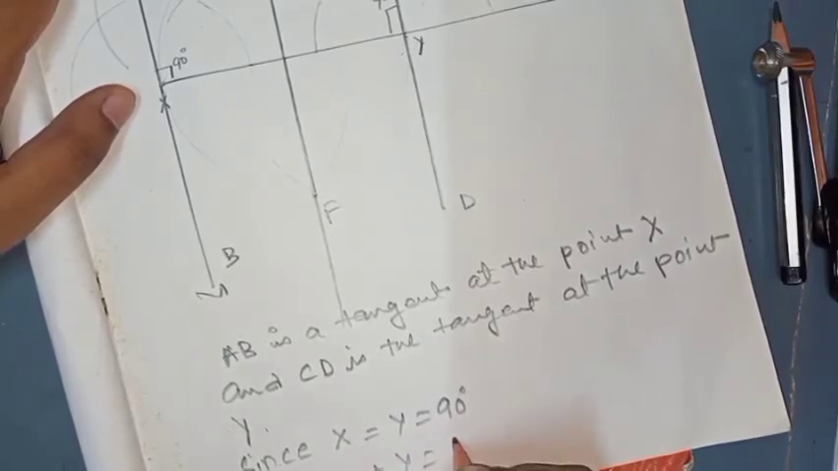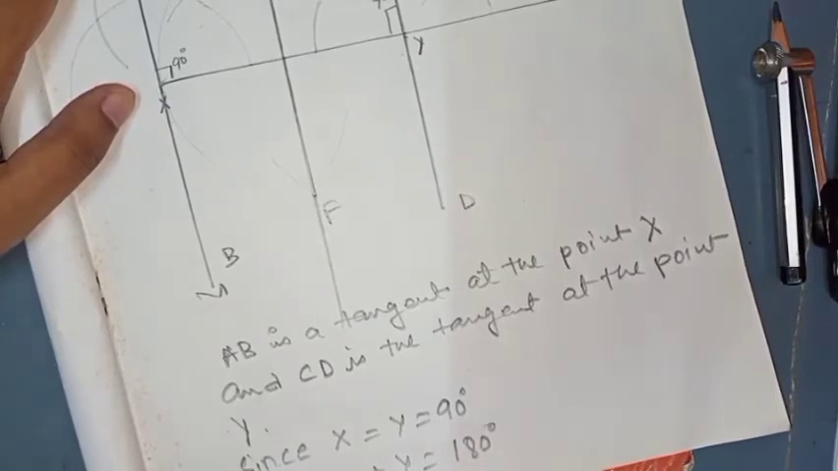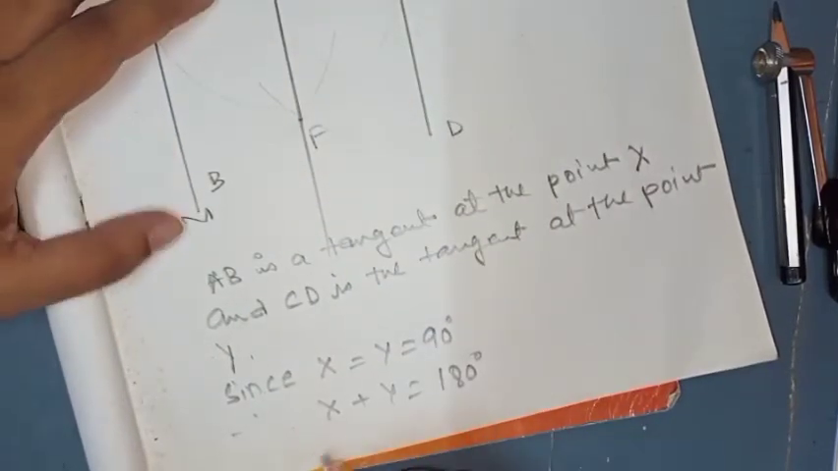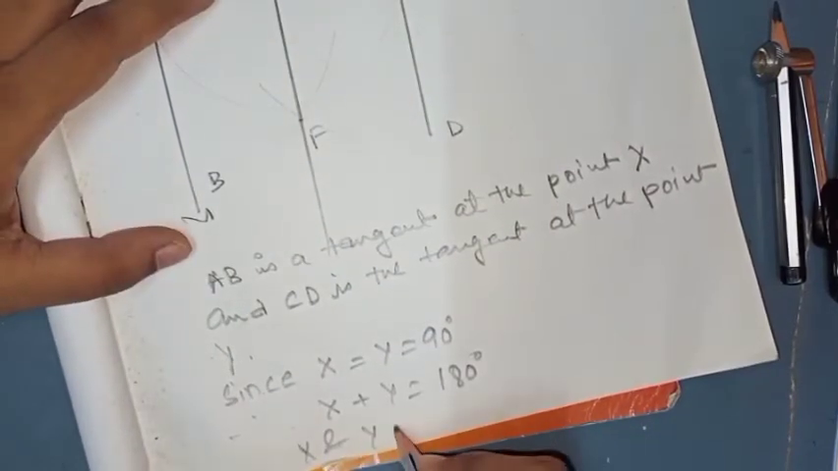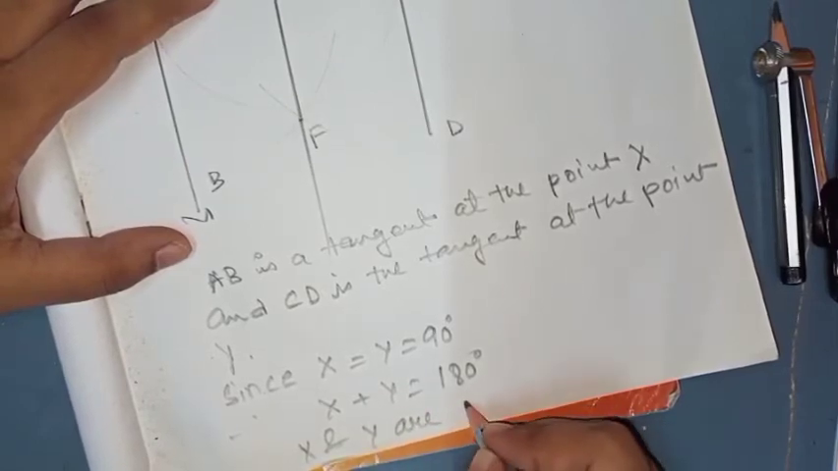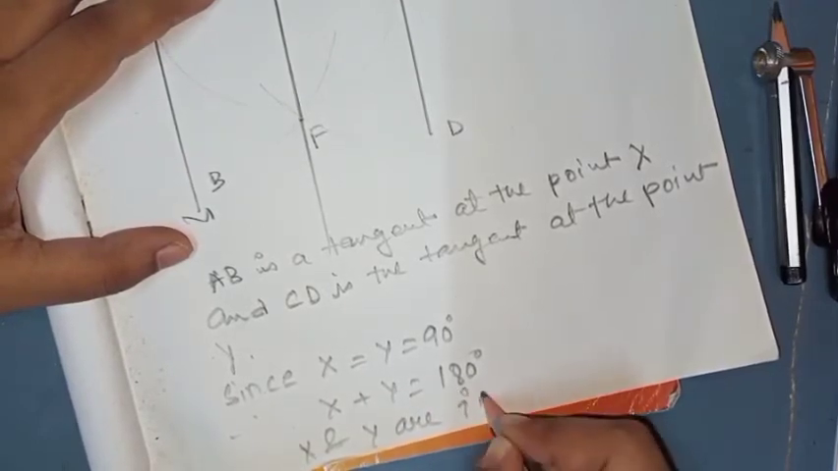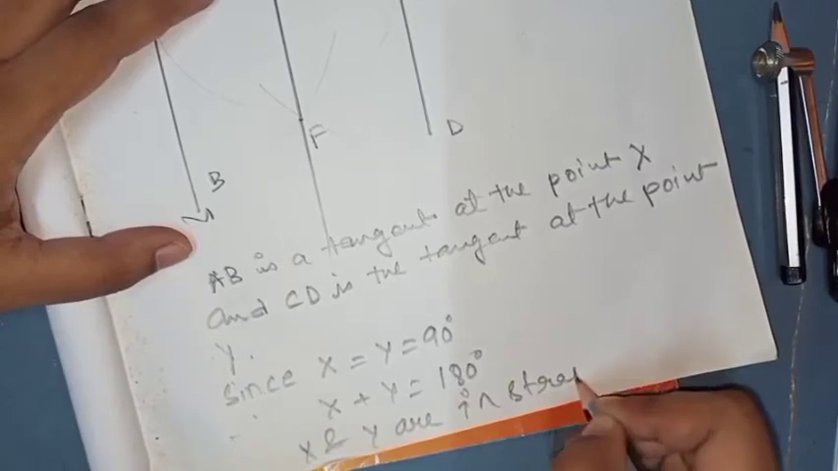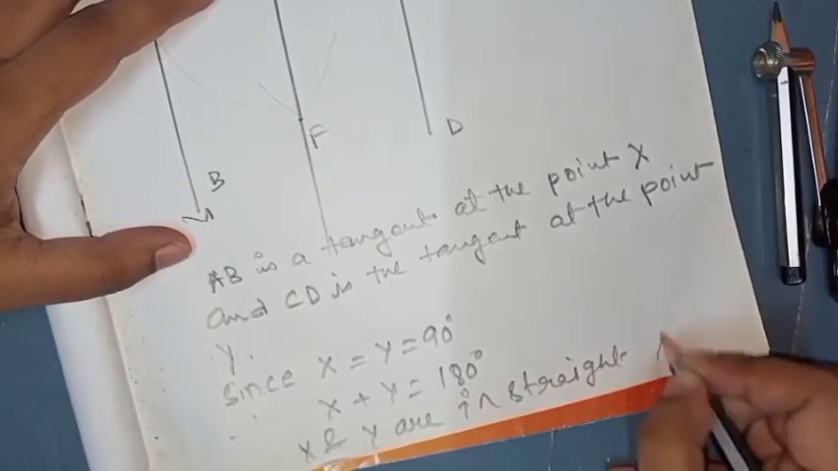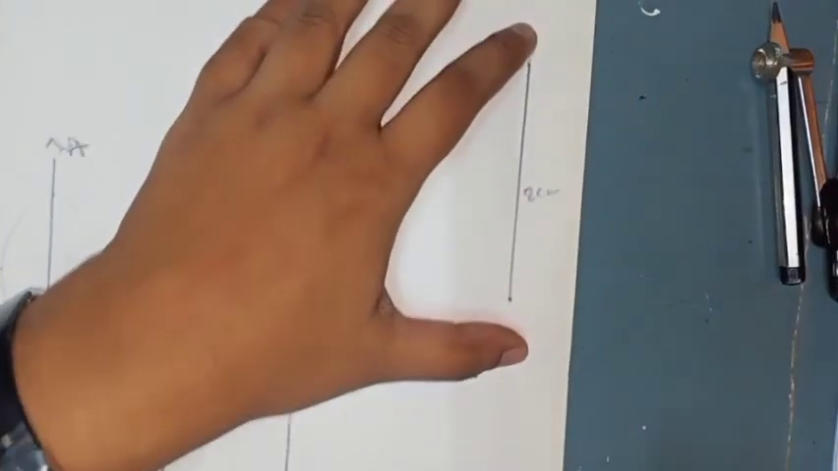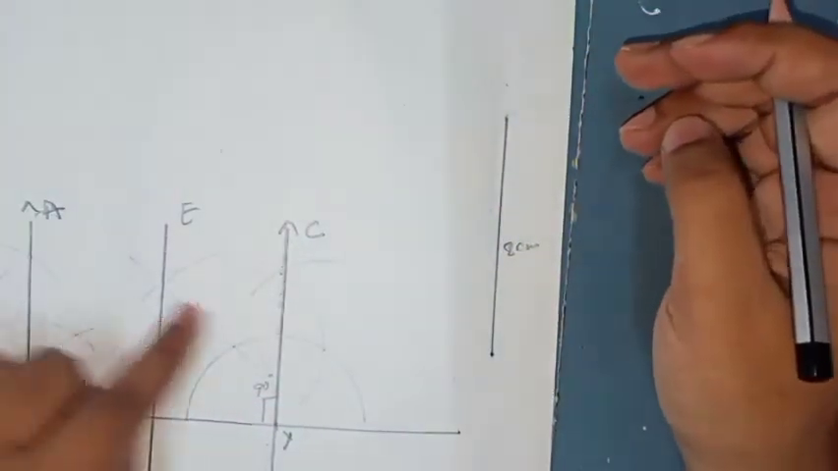Since angle X equals angle Y equals 90 degree, therefore X plus Y equals how much? 180 degree. So what is the relation? They are in a straight line. X and Y are in a straight line. Understood?